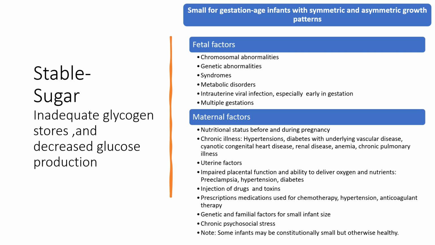Impaired placental function in particular, where there's an inability of the placenta to deliver appropriate nutrients and oxygen to the baby. And things like preeclampsia, hypertension, and diabetes. Ingestion of drugs and toxins, as always. Prescription medications used for chemo, hypertension, anticoagulant therapy. And then there are different types of genetic and familial factors for small infant size, or chronic physiological stress of the mom.